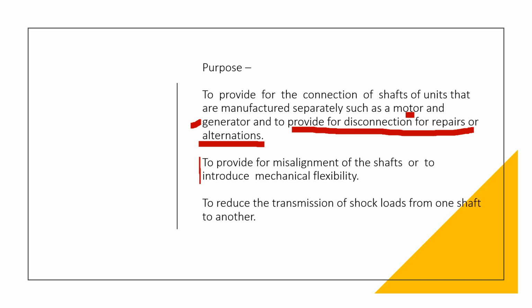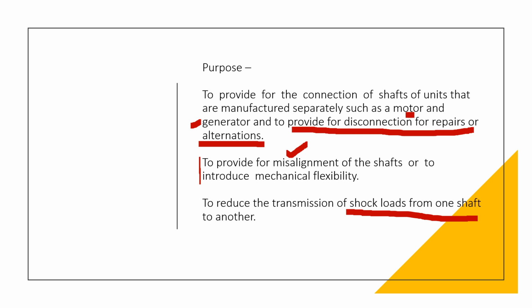What is the next purpose? To provide for misalignment of the shafts. If the shafts are not in one line, not at one angle, that is called misalignment. There are a few types of misalignment: linear misalignment and angular misalignment. How to rectify the linear and angular misalignment, and what is the calculation for that, everything is there. Another purpose is to reduce the transmission of shock loads from one shaft to another. If there is a misalignment, then a shock load will be produced.